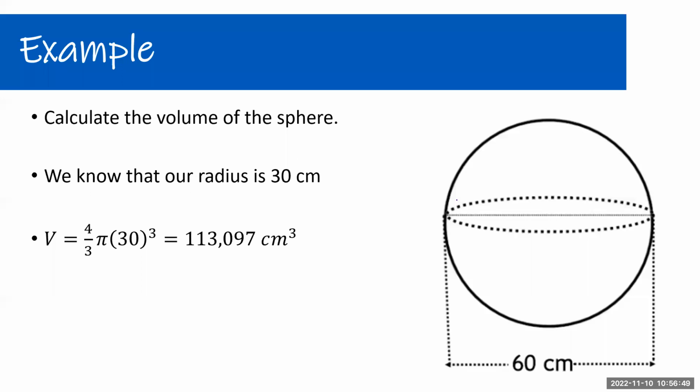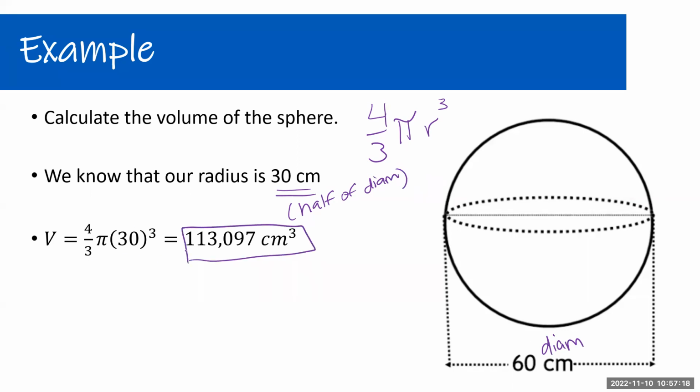So for example, if we wanted to calculate the volume of this sphere, remember that we need 4/3 times pi times r cubed. This is our diameter, so our radius has to be 30 centimeters because it's half of the diameter. And so if we just plug this into our formula, we get 4/3 times pi times that 30 centimeters cubed. And so our final answer is 113.97 cubic centimeters.